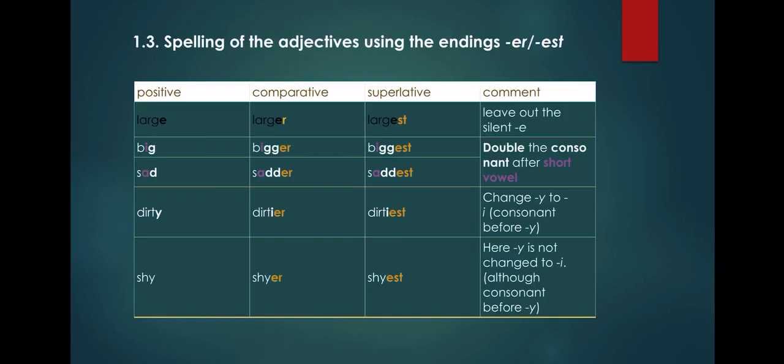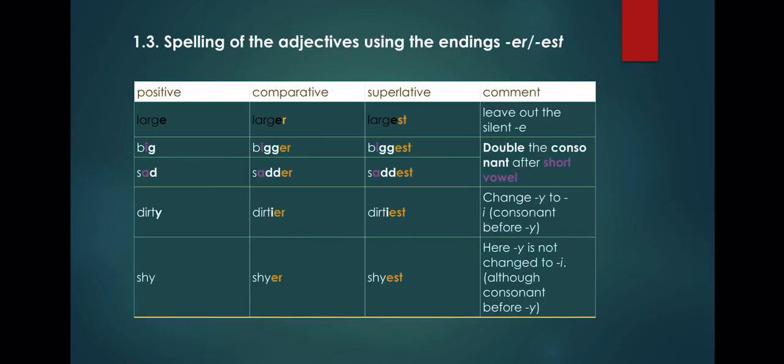So it depends. If you have a word which ends in a consonant and it is preceded by a vowel, and the vowels are a, e, i, o, u. If you have a word which ends with a consonant, for example, big, it ends with a consonant and it is preceded by a vowel, I would double the consonant and add er or est according to the case I have. If I'm comparing between two, I would use the comparative. If I'm comparing between more than two, I would use the superlative.